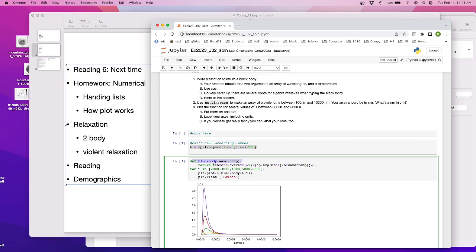This is a bunch of math that I didn't want anybody to get bogged down on, which is why I just put it there. Because this is an exercise about writing a function, not about the physics, though the physics is in there. So it needs to accept wave and temperature. And wave is going to be an array, but temperature is going to be a scalar.